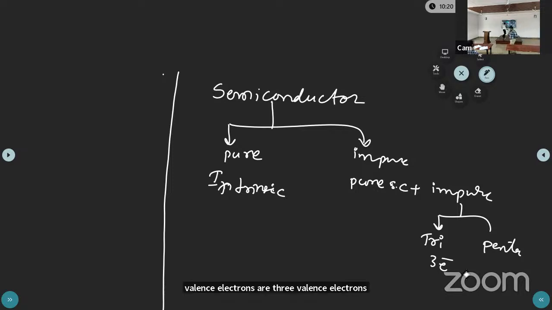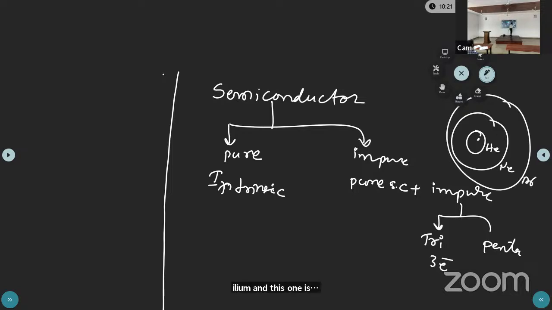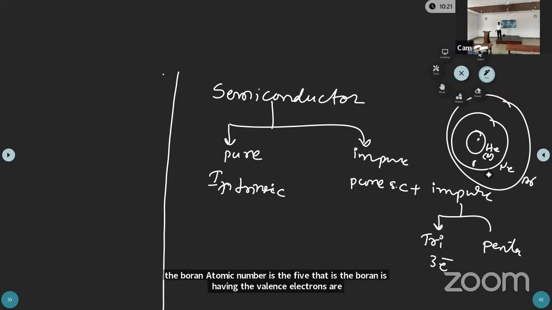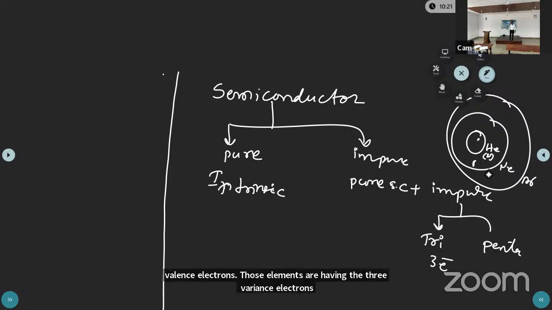If you take one atom, this is helium, this one is neon, and this one is argon. Now for the trivalent case, for example, the atomic number of helium is 2. Now we can take 5, that is boron. The boron atomic number is 5, and boron has 3 valence electrons. Those elements having 3 valence electrons are called trivalent.